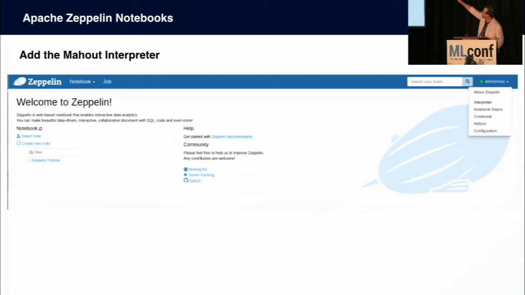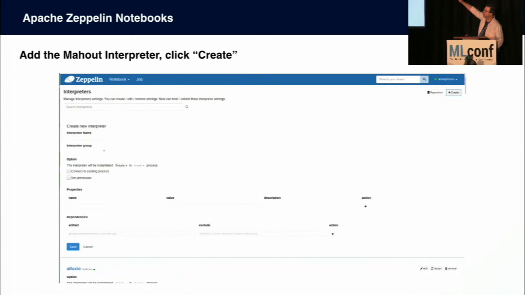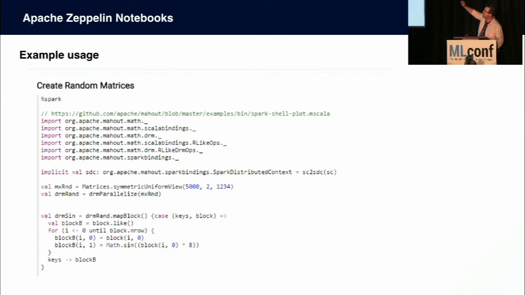So here's what it looks like. You add an interpreter at the top. You say create. You do some setup. You tell it where some jars are, and then all of a sudden you can write this code in Zeppelin. The advantage there is between paragraphs in Zeppelin, you can share variables. You can also share contexts. You can also write to disk and pull it back out. So it's a convenient way to prototype stuff.